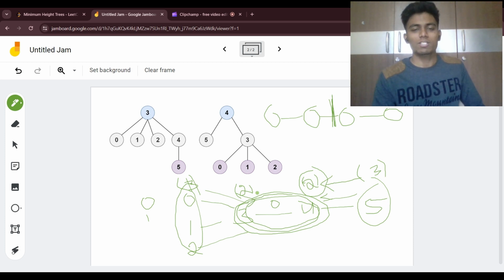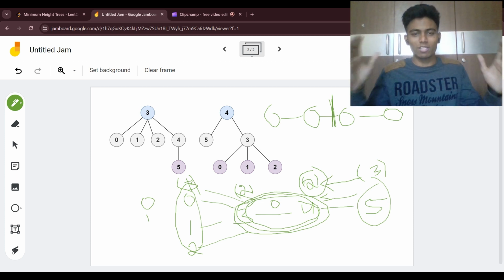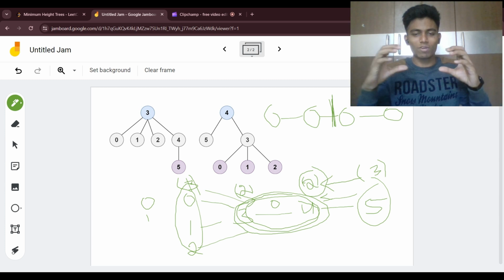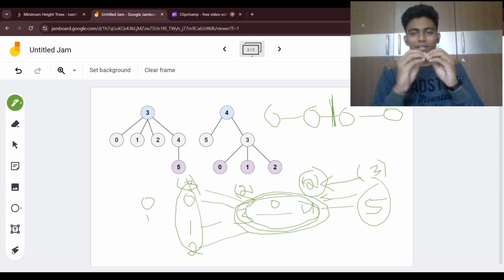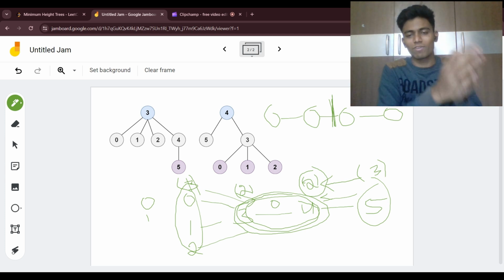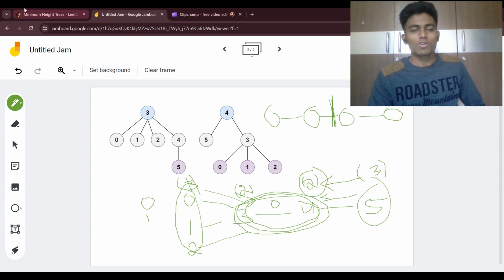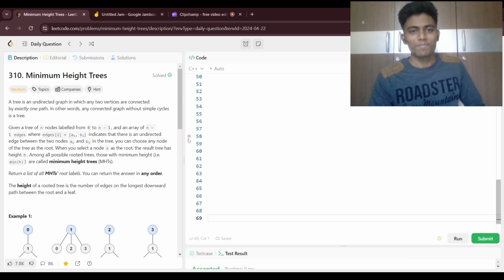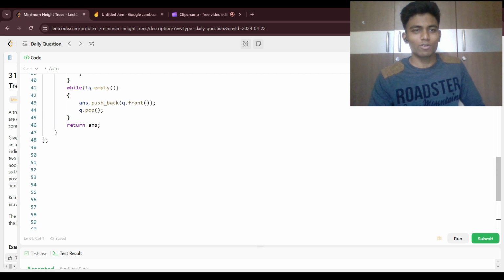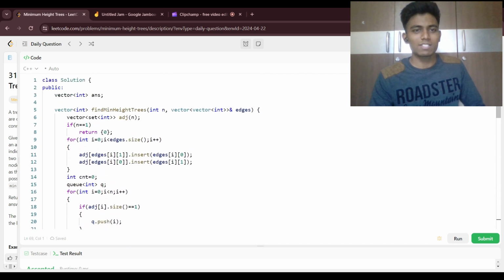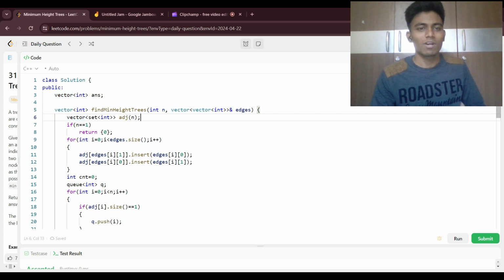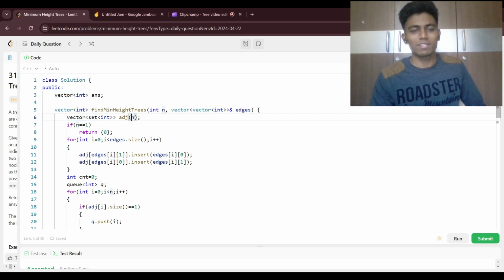We take the leaf nodes, travel inwards, and get to the middle, and whatever middle elements are present, we take them as the answer and return it. So let us see the solution for this. We are going to take an adjacency vector which will consist of nodes and their adjacent elements. Suppose the number of nodes is 1, then we return 0 as our answer, and then there can be different edges.